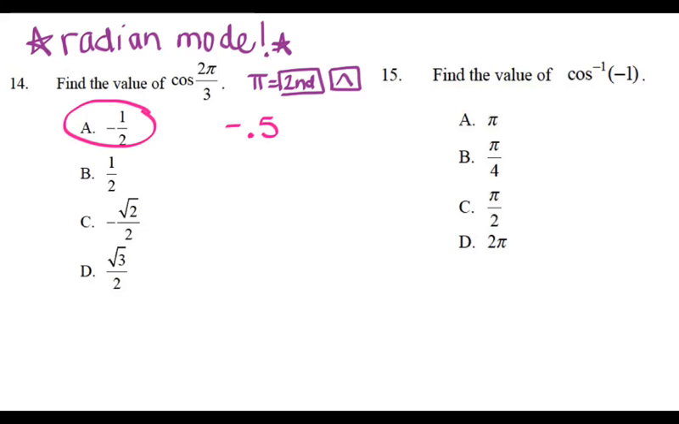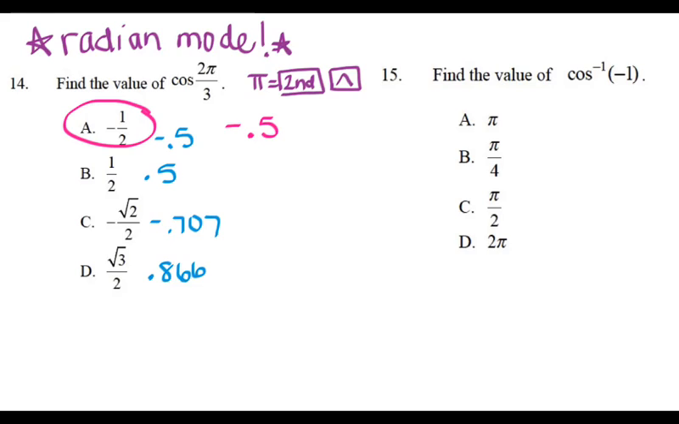Now, let's say you get a decimal that you do not recognize. What you should do is change all of your answer choices to decimals. So negative 1/2 is negative 0.5, 1/2 is 0.5. Negative root 2 over 2, we can use a calculator to get that as a decimal. So that's negative 0.707. And then square root of 3 divided by 2 as a decimal is 0.866. So you're just going to match up the decimal that you get once you plug the expression into your calculator with one of the decimals as your answer. So your answer is still going to be A.